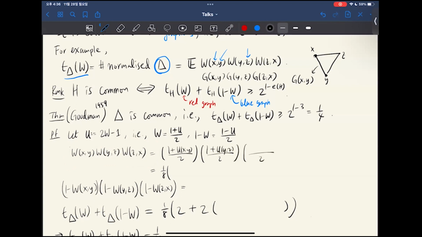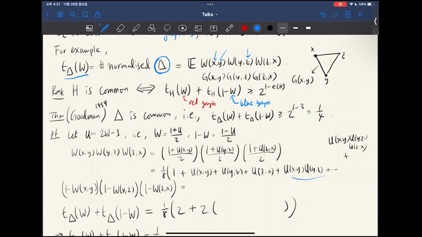to get 8 terms, right? And let me just pull out the 1/8. And then what I have is 1, which comes from choosing 1, 1, and 1, and some linear terms that look like U(x,y), U(y,z), U(z,x), and some quadratic terms such as U(x,y)U(y,z), and so on. And the cubic term at last, the product of the 3.